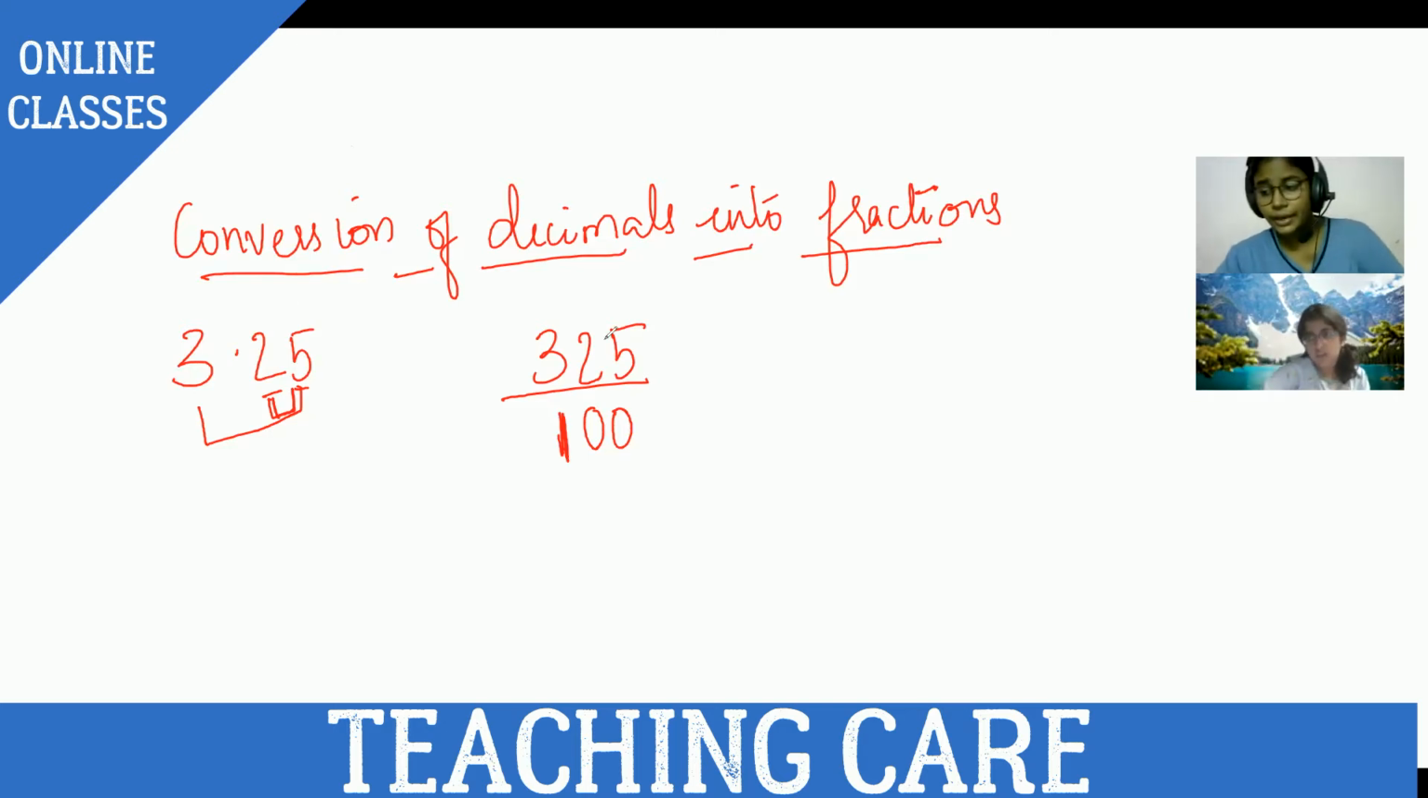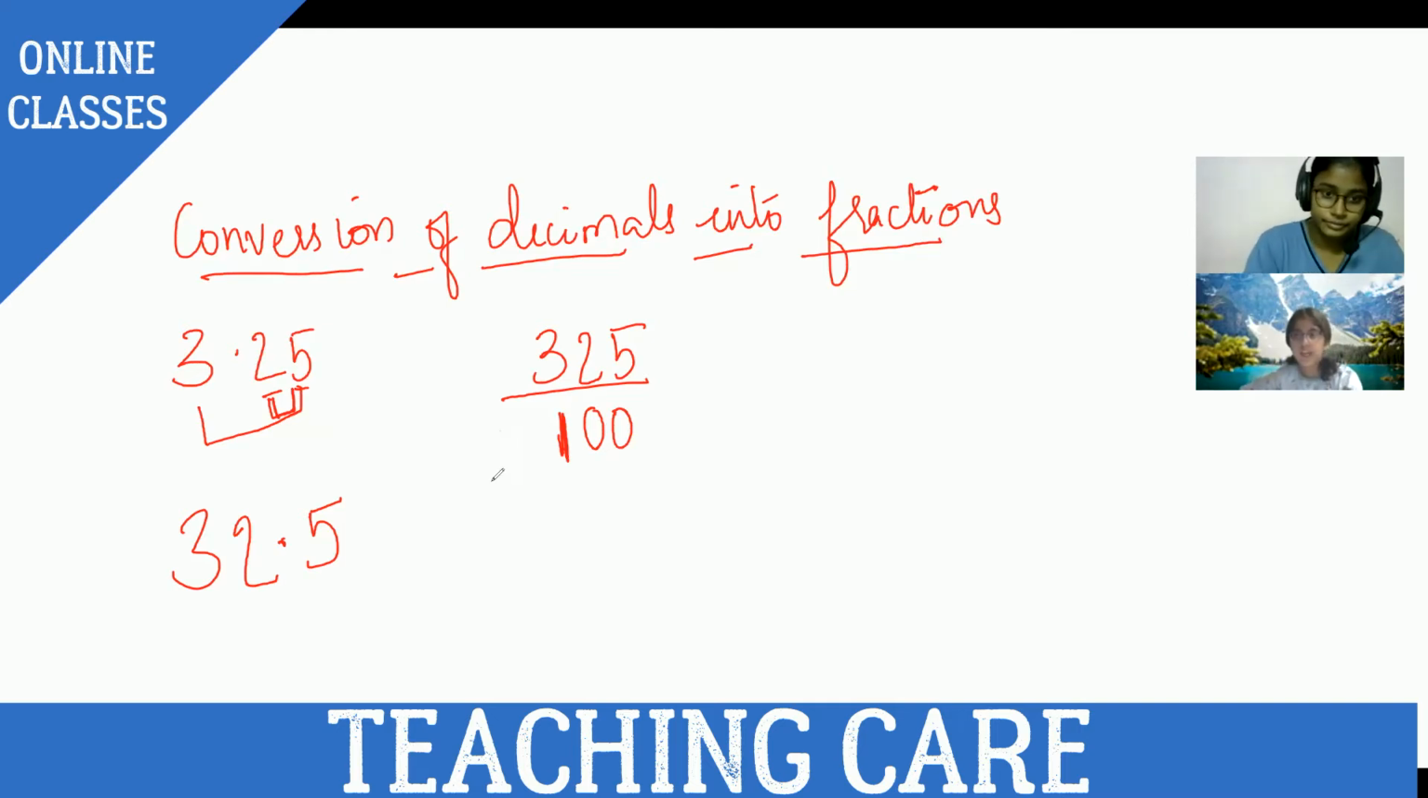Done. Okay. Now I'm going to give you a question where you have to convert a decimal number into a fraction, all right? Convert this: 32.5. Three hundred twenty-five over ten. Yes, that's correct. Very nice, Arna. Very good.